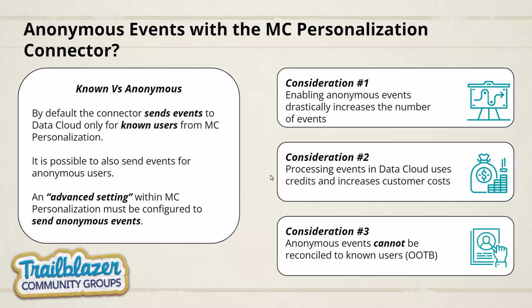This is why I put the out of the box thing in brackets there. You can technically still do this from a custom route, but the baseline setup of the connector with MCP will not do that for you. So you do have to figure out how you are going to stitch that anonymous person to known when personalization makes them known. And that reconciliation can be a bit difficult.